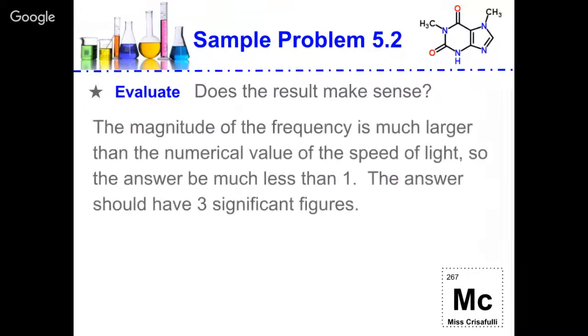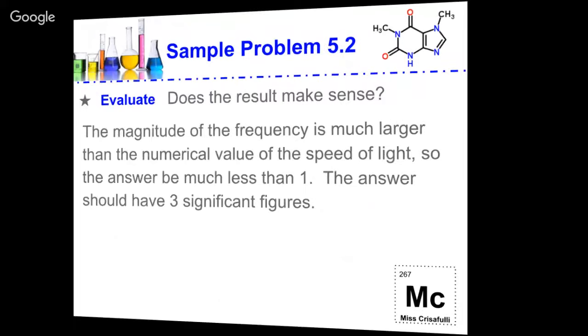Does this make sense? The magnitude of frequency is much larger than the numerical value of the speed of light, so the answer must be less than 1, which it is. And also our answer should have 3 significant figures in it, which it also does.